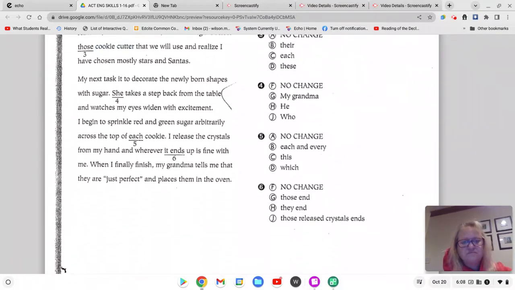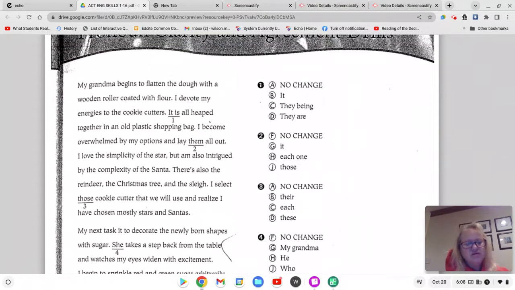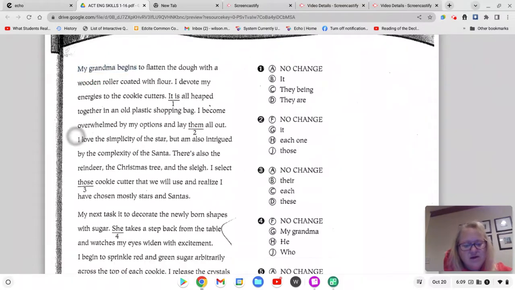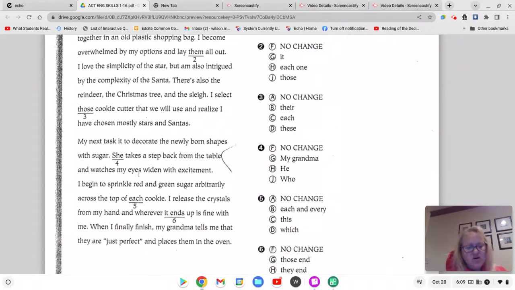Number 4. My next task is to decorate the newly born shapes with sugar. She takes a step back from the table. Okay, now we haven't talked about a person since way up here. So we're talking about this person right here, my grandma. And it's been so long, we probably need to say her name again. So my grandma takes a step back from the table.